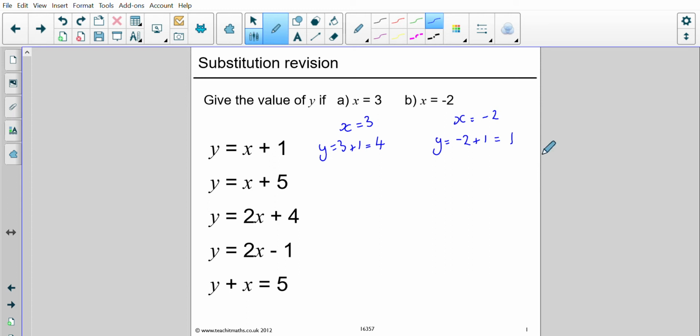Okay, so what I want you to do now is pause the video and have a go at the following 4 equations. Substitute in first x is 3, then x is minus 2, and then work out what y is. Pause the video and have a go at them, and then you can come back and check the solutions.